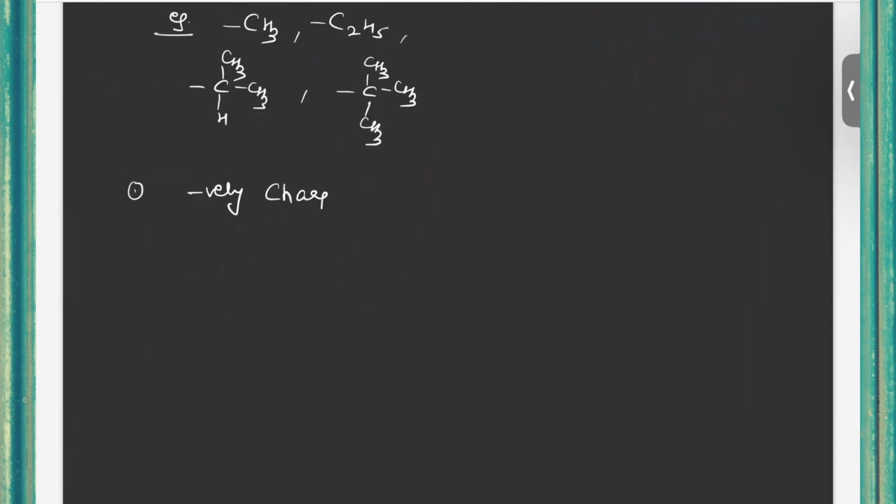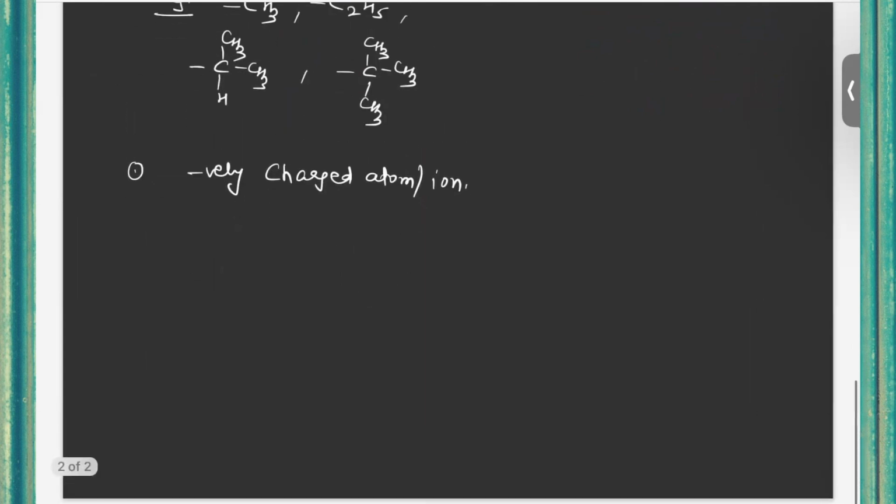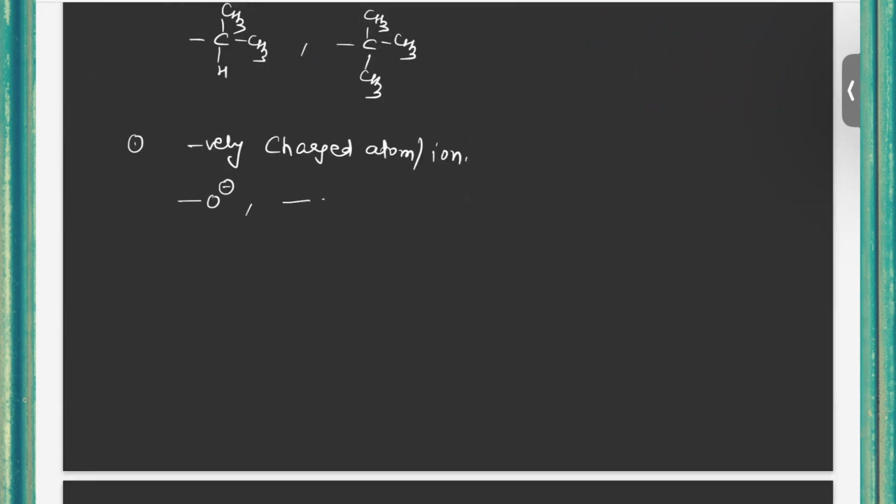Next is negatively charged atoms or ions. For example, O negative, which is a negatively charged oxygen atom, and NH negative, or CH2 negative. So what will these negative charges be doing? Any negative charge cannot withdraw electrons, right? Because it already has high electron density. So it will be sharing the electron density, it will be donating the electron density, right?